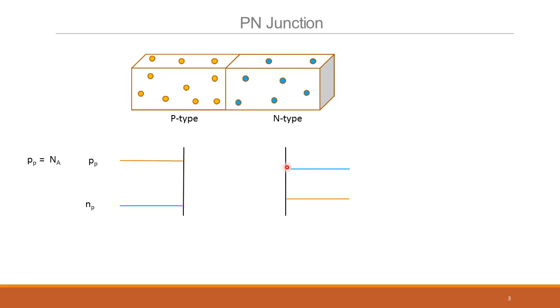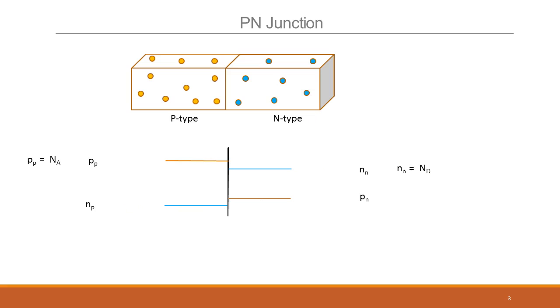Same way, the number of electrons in the n-type semiconductor is represented by n subscript n, and the holes are represented by P subscript n. And n of n, you know, is Nd, because that is the doping concentration here. Okay.